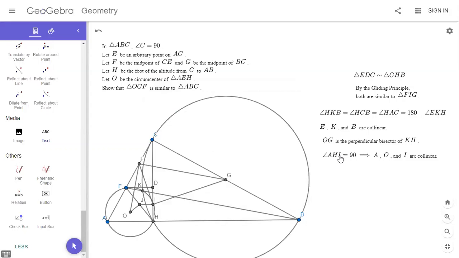Okay. So if we can show that A, O, and G are collinear, that would help us. And that we can do by an angle chase. Okay, so I think I've got this here. HKD. HI equals KI. So angle HKD, we can show that's 90.